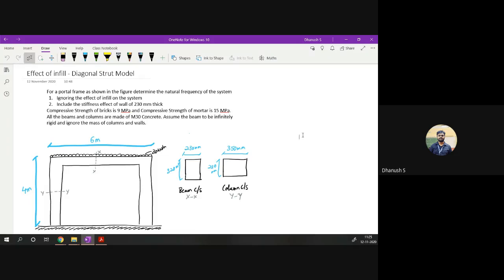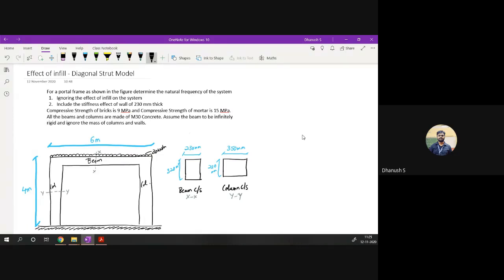So you have a portal frame. Basically, this is a beam, this is a column. Okay, this is your beam, and this is your column. You have two columns on two sides. Today's problem, what we have to do is determine the natural frequency of this portal frame, considering the effect of infill and without the effect of infill. Without the effect of infill, you guys should already know how to solve.